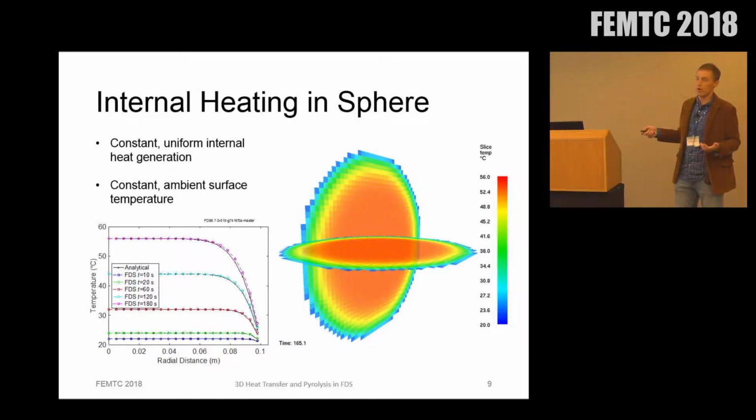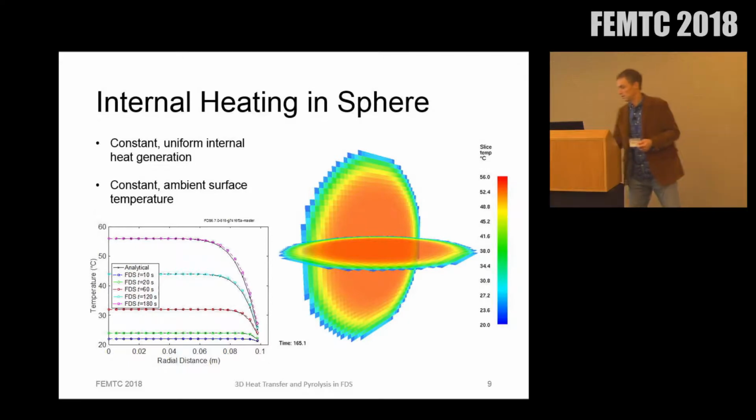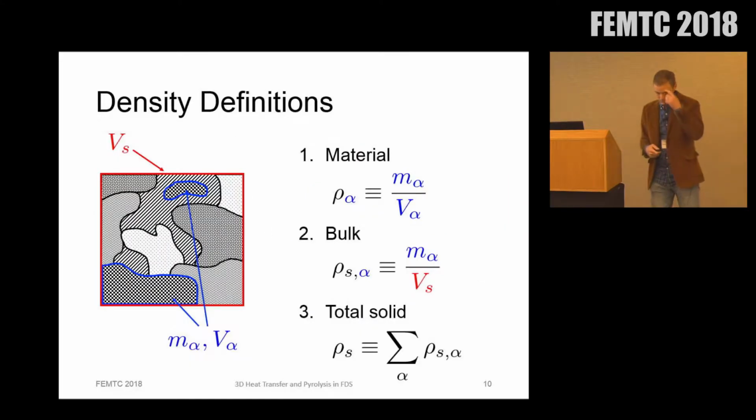But this is a solution from Carslaw and Jaeger where you have a prescribed heat source inside of a sphere and a constant temperature boundary condition on the outside, and then you let this progress in time, and there's an analytical solution for this. We're doing a decent job matching that analytical solution. The details of these are all in the verification guide if you're interested.